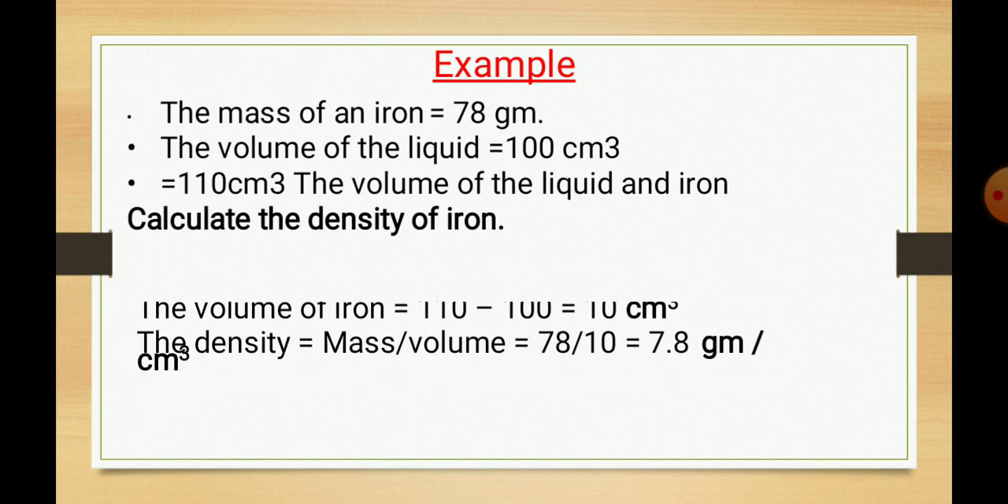First, the volume of iron equals 110 minus 100 equals 10 cubic centimeter. The density equals mass over volume, so it's 78 over 10 equals 7.8 gram per cubic centimeter. I think it's so easy.